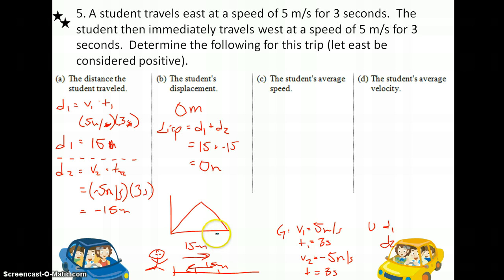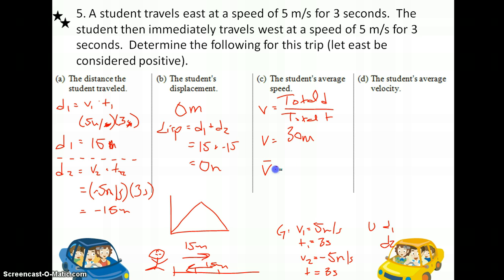So let's look at the speed. The average speed, remember, is our total distance over our total time. In this case our total distance traveled is 30 meters, because he still traveled 15 meters this way and then 15 meters back the other way. He went 30 meters even though he really ended up nowhere. It's like running on a treadmill. You're not going to go anywhere.